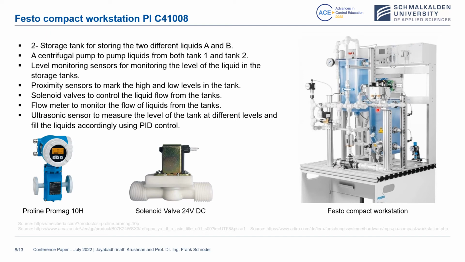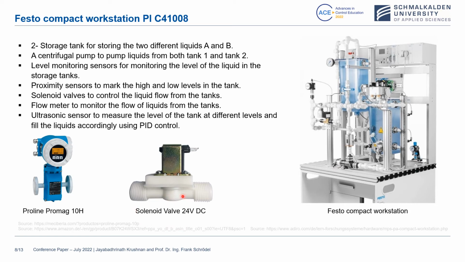It has two storage tanks for storing two different liquids A and B. A centrifugal pump is used to pump liquid from both the tanks 1 and 2. The compact workstation has numerous sensors for various purposes, but we use only the ones which are required for us in the project. A level monitoring sensor is used to monitor the level of the liquids in the storage tanks. A proximity sensor is used to mark the high and the low levels in the tank so that the tanks can be filled with the liquids when the low level is sensed.